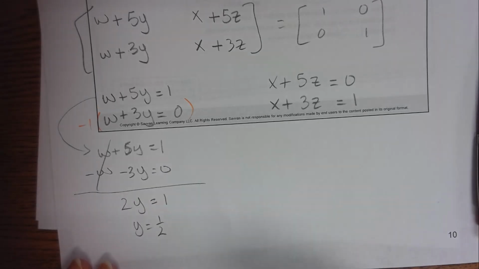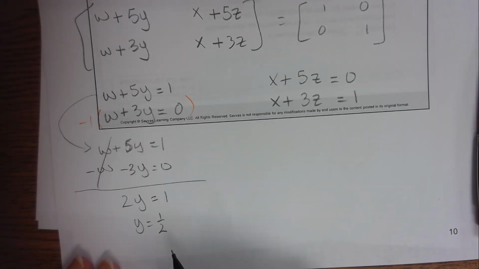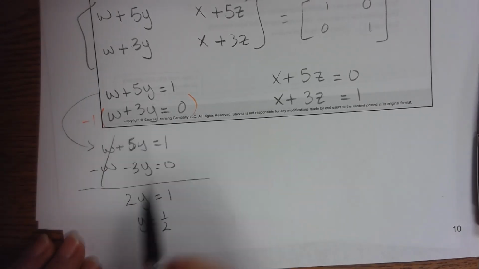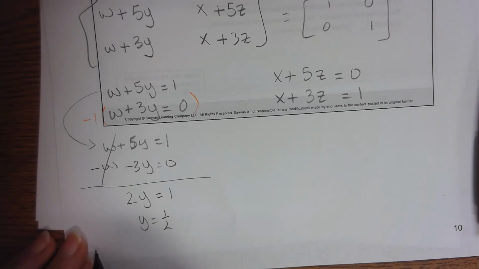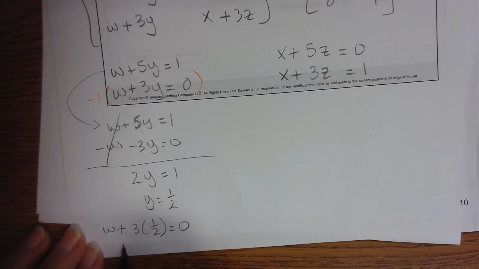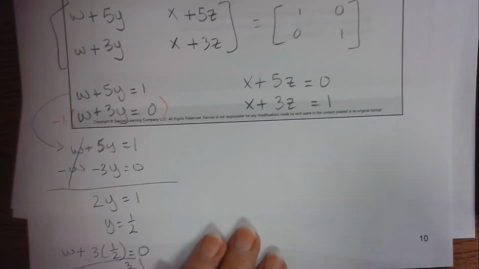Okay. And I have to go back and find W. So I'm going to put a half for Y here, and use either one of the equations, it doesn't matter. So W plus 3 times a half equals 0. So W equals negative 3 over 2. Okay, I got 2 letters. I need to get the other 2.